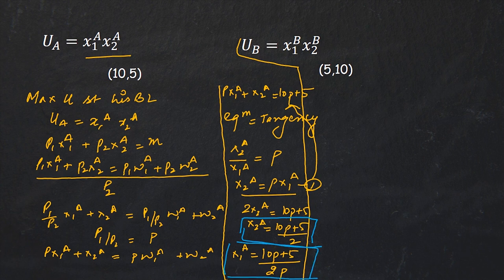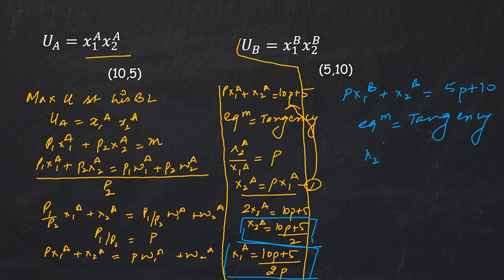This is for A. I do the same exercise for B. For B I get the equation, the budget line, as Px1B plus x2B is equal to 5p plus 10. Again, I put it back in the MRS and I do the tangency bit. Here also the equilibrium is at the tangency. I repeat the same steps that I did for A and I get X2B to be equal to 5P plus 10 upon 2 and X1B to be equal to 5P plus 10 upon 2P.